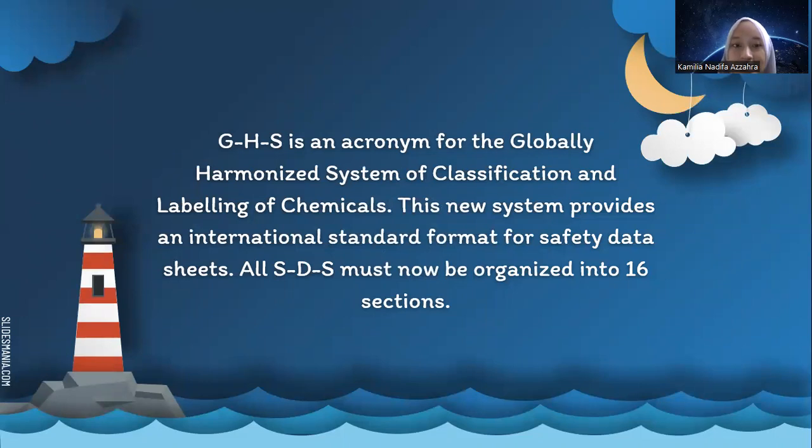GHS is an acronym for the Globally Harmonized System of Classification and Labeling of Chemicals. This new system provides an international standard format for safety data sheets. All SDS must now be organized into 16 sections.